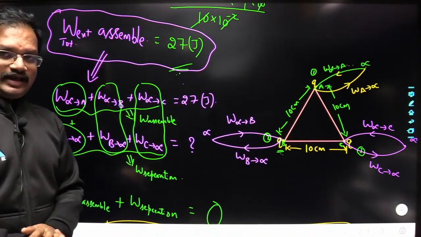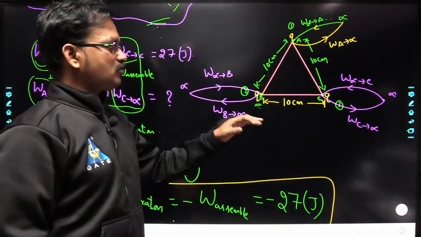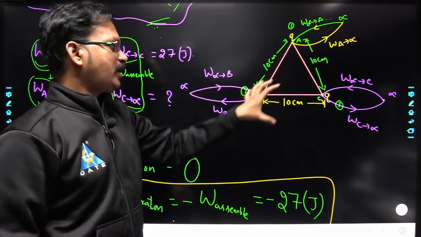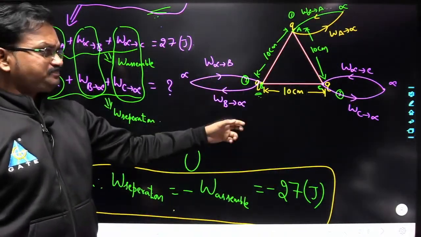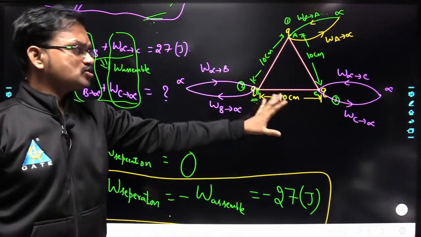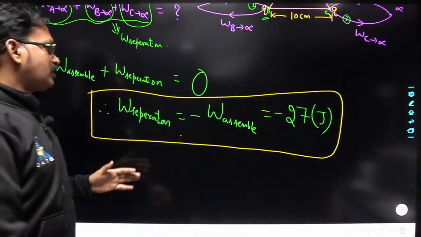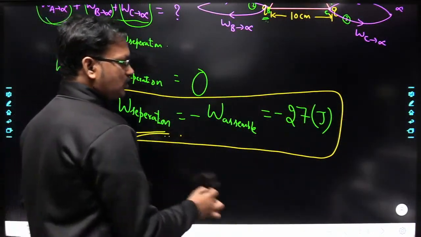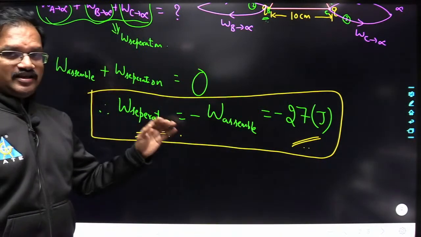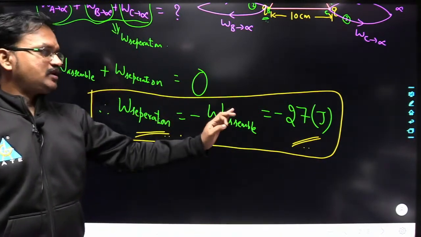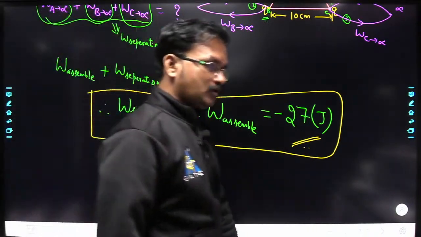That we can tell directly, but I want to explain this clearly, so I have taken all these things here. So it is just like a revision that everywhere the work done around any closed path must be equal to 0. Understood? Okay, so the work done for separation is equal to minus 27 joules. So the answer for this question is not 27 joules. It is nothing but minus 27 joules. Understood? Okay.